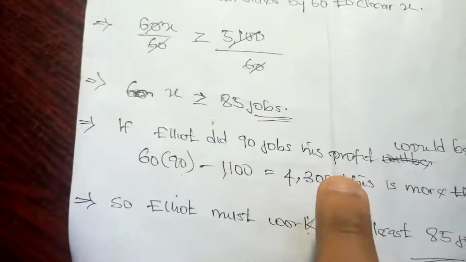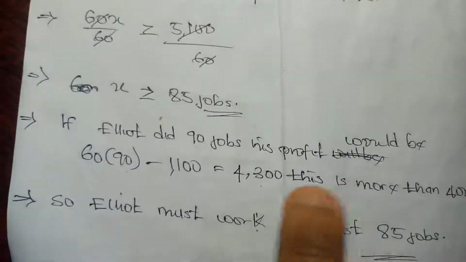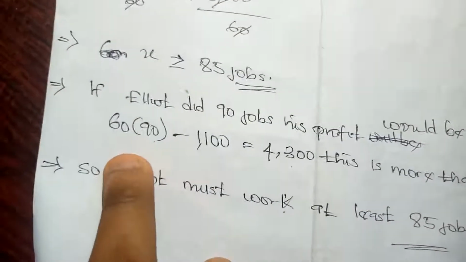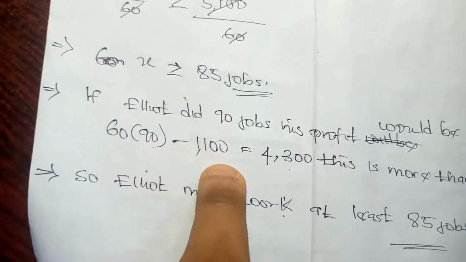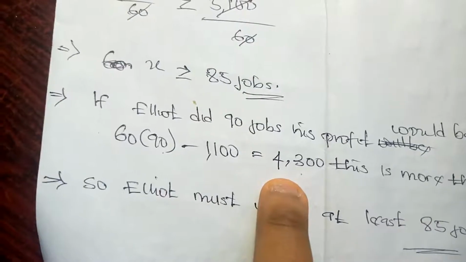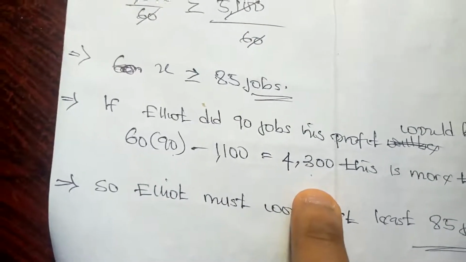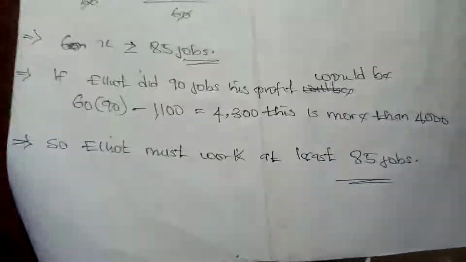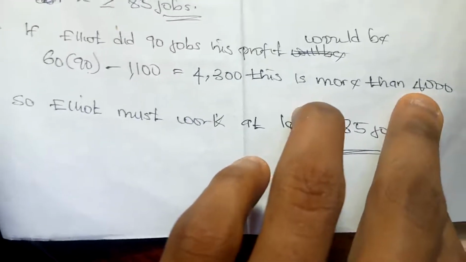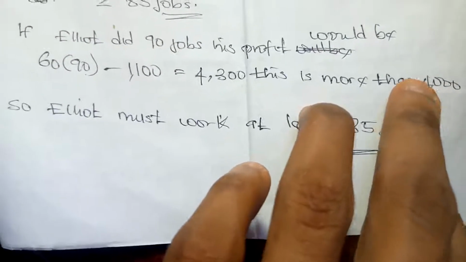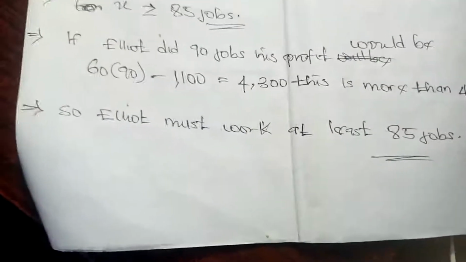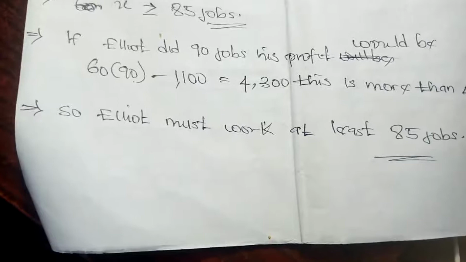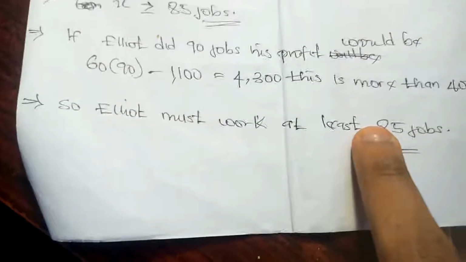So our step 6, check your answer. If Elliot did 90 jobs, his profit would be this: 60 times 90 minus 1,100 equals 4,300. So this is more than 4,000. I'm looking for what will give him 4,000. But if Elliot works at least 85 jobs, he will get exactly $4,000 a month. So Elliot needs just 85 jobs to get $4,000 per month.